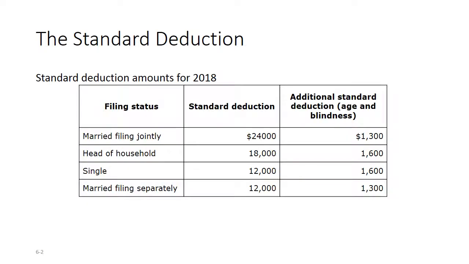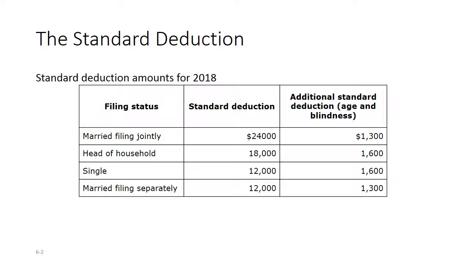Okay, so as promised, here is our standard deduction presentation. Standard deduction is a fixed amount that is determined on filing status. In 2018, if you're married filing jointly, you have a $24,000 standard deduction, 18,000 head of household, single 12,000, married filing separately 12,000. Also, a qualifying widower status is $24,000.